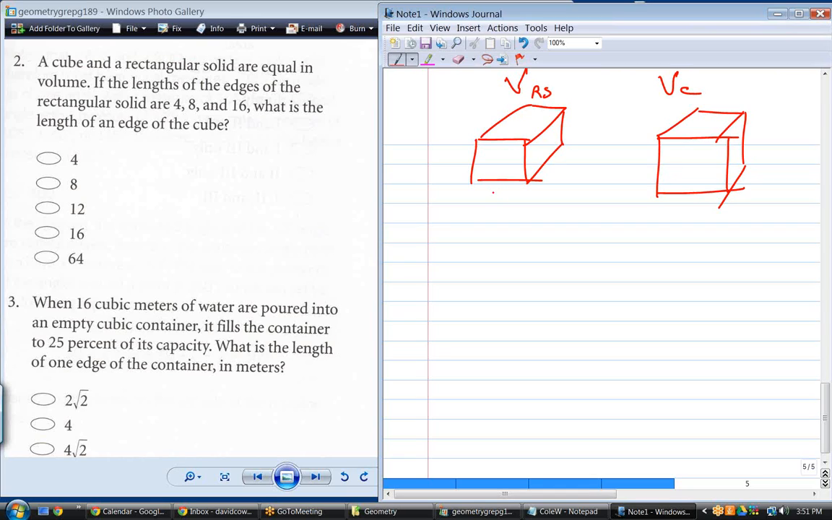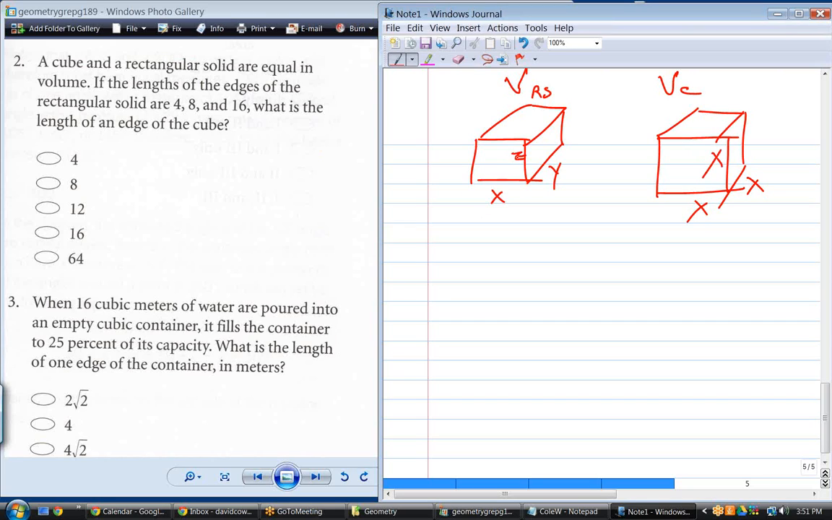Let's make the rectangular solid x, y, z. Those are its 3 dimensions. The one thing we know about a rectangular solid is that all the angles are right angles. And it can have 3 different dimensions. It's kind of what I call a rectangular brick. Okay? Whereas a cube only has one dimension. They're all the same. It's x, x, and x.